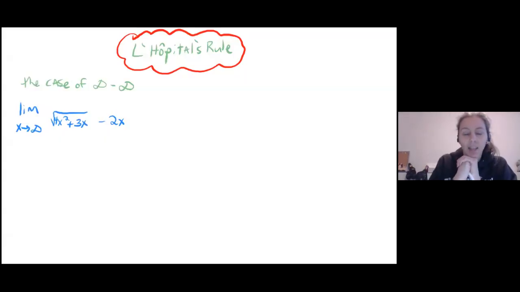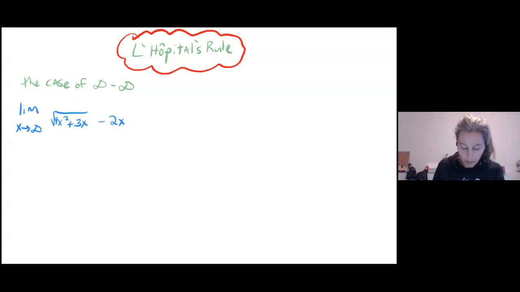Hi y'all, it's Audrey. So today we're going to do a case of L'Hopital's rule that starts with the indeterminate form infinity minus infinity. So we have the limit as x approaches infinity of the square root of 4x squared plus 3x, all minus 2x.